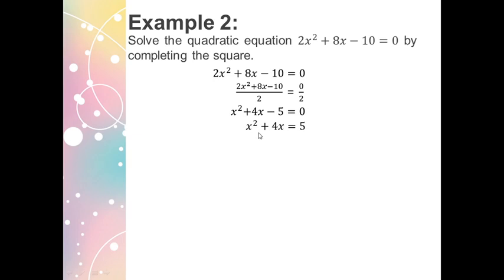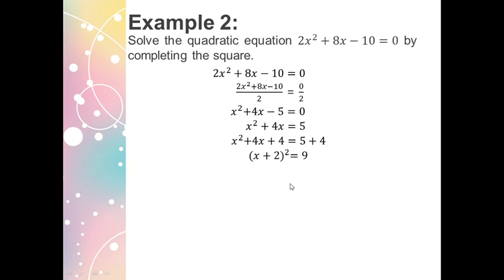Next is for us to make x squared plus 4x a perfect square trinomial. So we get the square of 1/2 of b. 1/2 of b is 2. 2 squared is 4. So we are going to add 4 to both sides of the equation. Then after that, we simplify the right side while turning x squared plus 4x plus 4 into a square of a binomial.